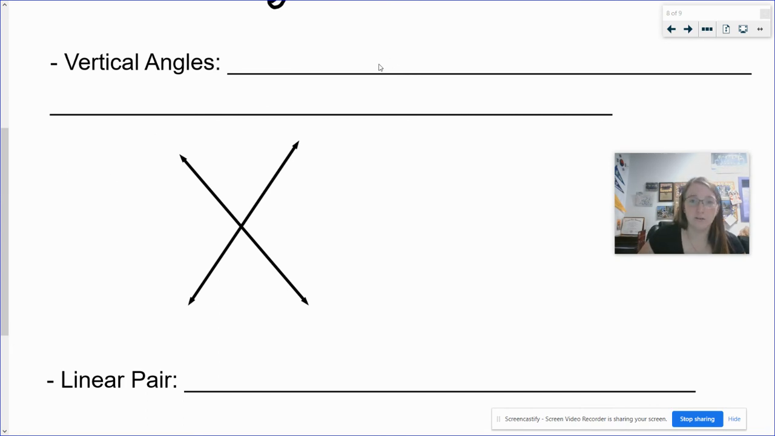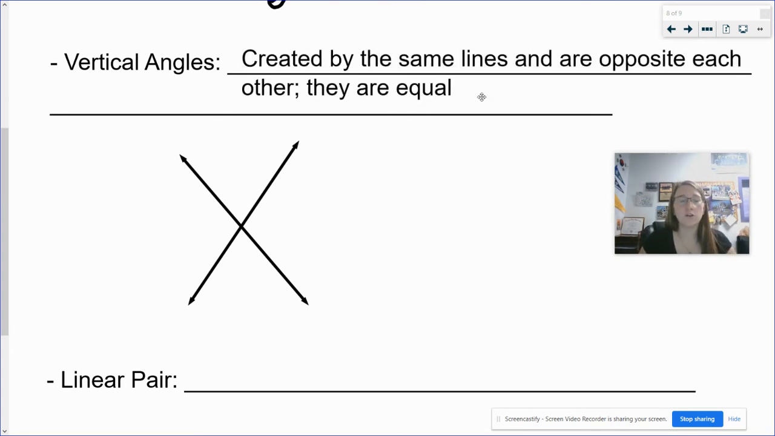We have vertical angles. So let's fill in this definition. Vertical angles are created by the same lines and are opposite each other. They are going to be equal. So notice I have one line here and one line here. So I have 4 different angles I can kind of see here. Actually, technically I have more, but there's 1, 2, 3, 4 angles, right? These angles are opposite each other. So this is what I was just talking about. Opposite means across from.